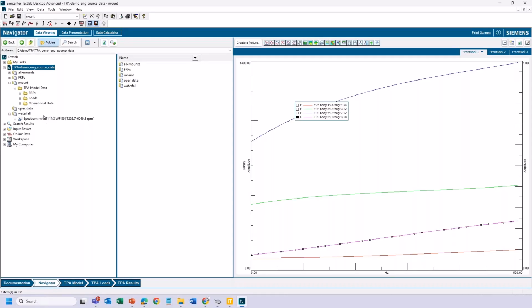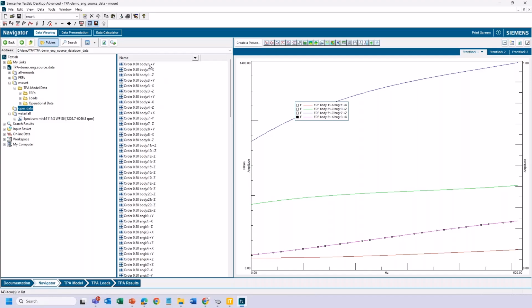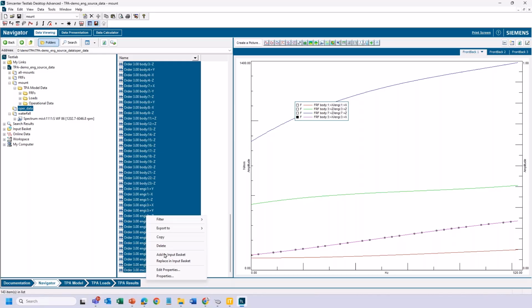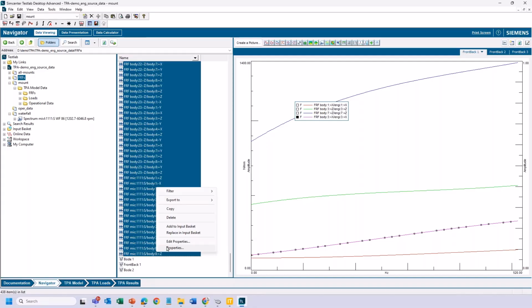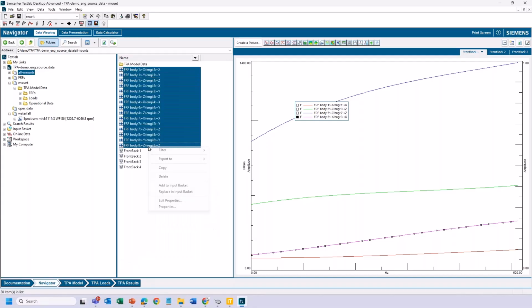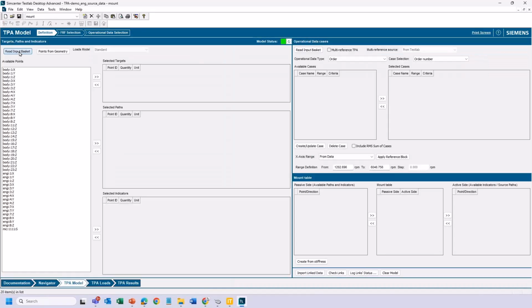I forgot to put things in the input basket here. So I need my operating data. Got a bunch of orders here, so I'll put those in the input basket. I got a whole slew of FRFs here. And then I got my engine mounts. And I'll read the input basket.